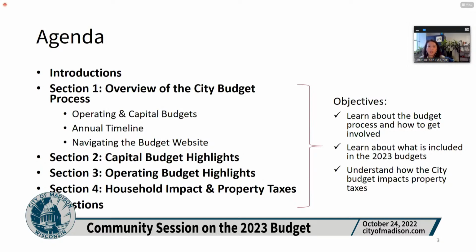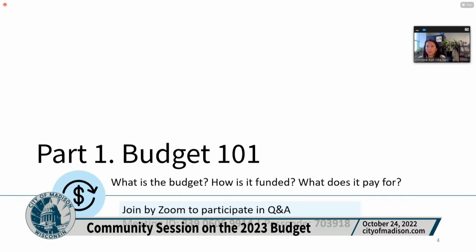Ultimately, the budget is a big, complicated document. It's over 650 pages long between the capital and operating books. And so we won't be able to cover everything in one session, even if we had longer than the 90 minutes we've scheduled. Ultimately, we hope that you walk away with an understanding of the overall process, how you can get involved through the public hearings, and understand a little bit about the 2023 priorities. So with that, I'll just jump right into part 1.